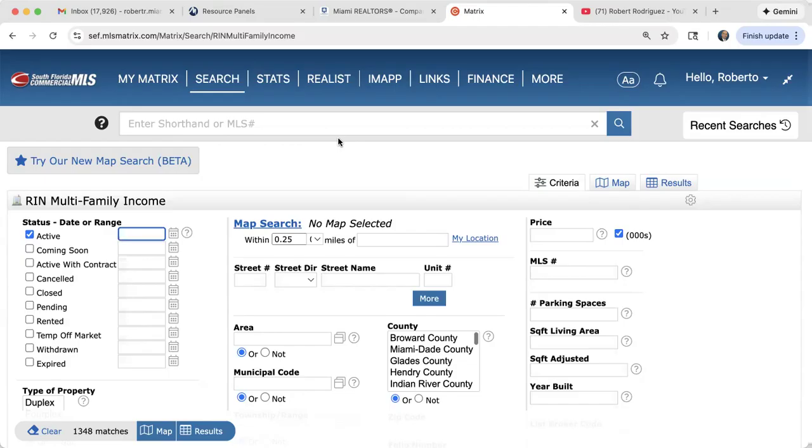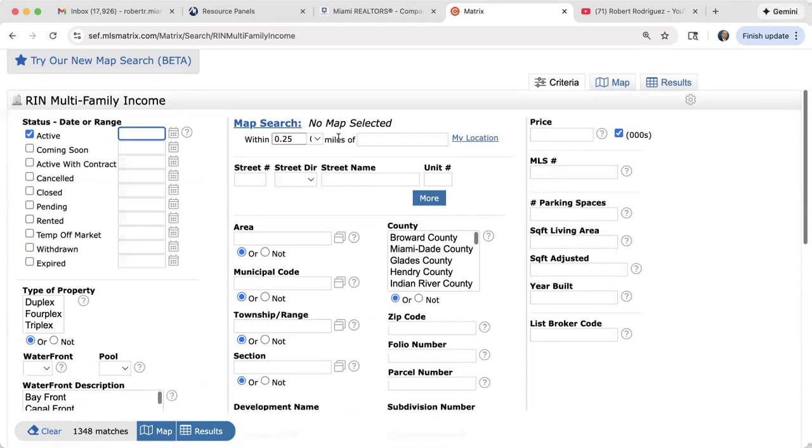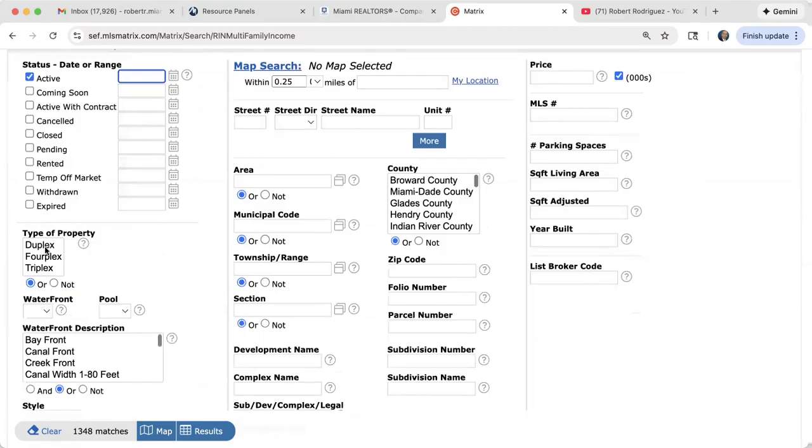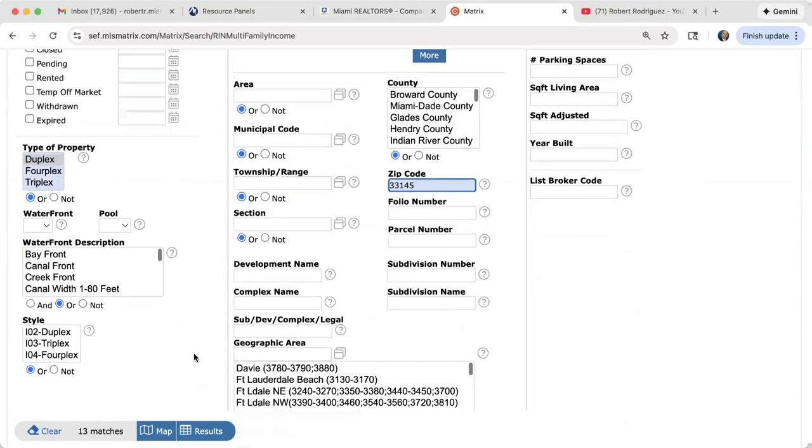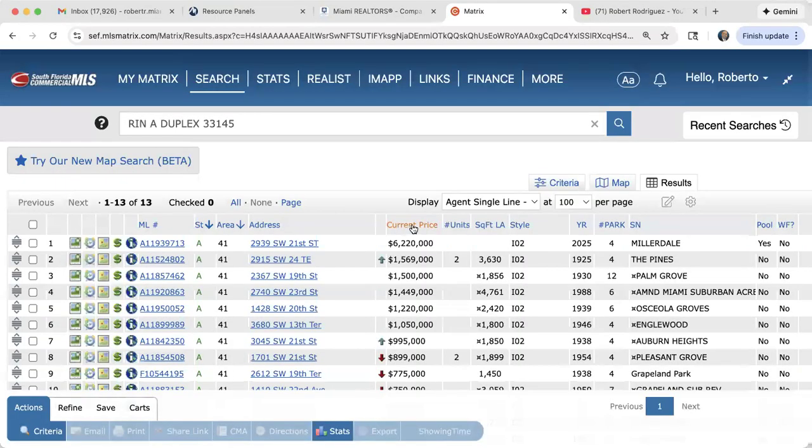If I were an investor looking to build my portfolio, I'd probably be looking at multifamily homes. You can buy a single family home and rent it, but you have one income. What if we go after a duplex in zip code 33145? This zip code is very close to the Brickell area, Coconut Grove. I think it's called the Shenandoah area. We're going to click on results and take a look.